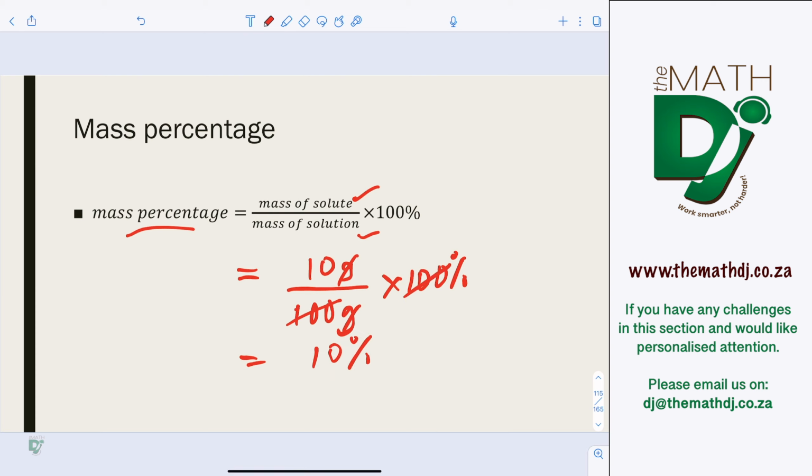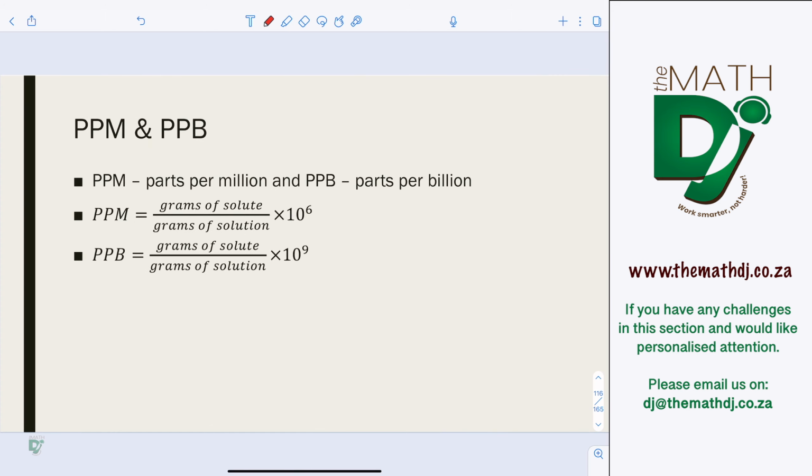So basically, you want to find out what percentage of the solute it takes. The solution is the holistic thing, but the solute is just a part of the solution. So you want to find out how much percentage the solute occupies of the total solution, more like a percentage representation. Here for mass, it will be done in grams.